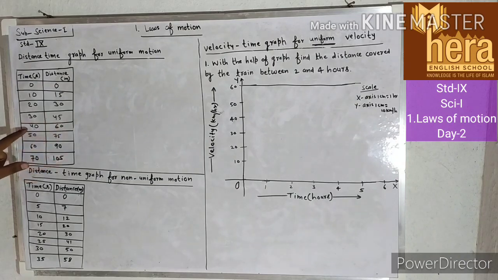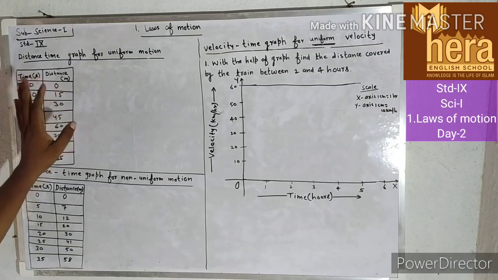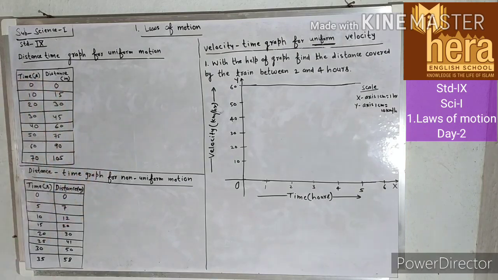45 meter. At 40 seconds, distance is 60 meter. At 50 seconds, distance is 75 meter. At 60 seconds, distance is 90 meter. And at t is equal to 70 seconds, distance is 105 meter. So here one table is given. On the basis of this table, you have to plot the graph. So I will tell you how to plot a graph on the basis of given table.